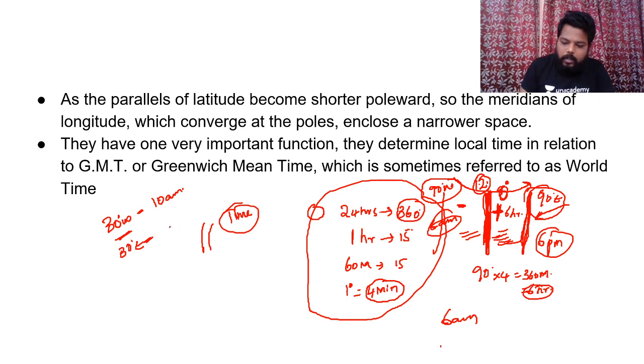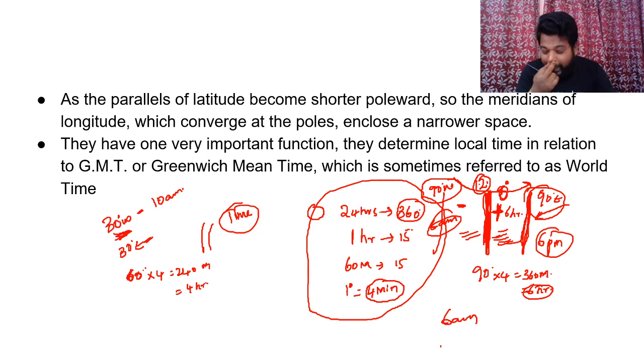Clear? So the answer would be simply: between 30° west and 30° east, we have a 60° longitudinal difference. Some answers were 10:40 or 12 am. So we will just see what actually the time is. Approximately we have a 60° difference between 30° west and 30° east. So 60° into 4 minutes is 240 minutes, which is nothing but 4 hours. As it is located on the east, we have to add the time.